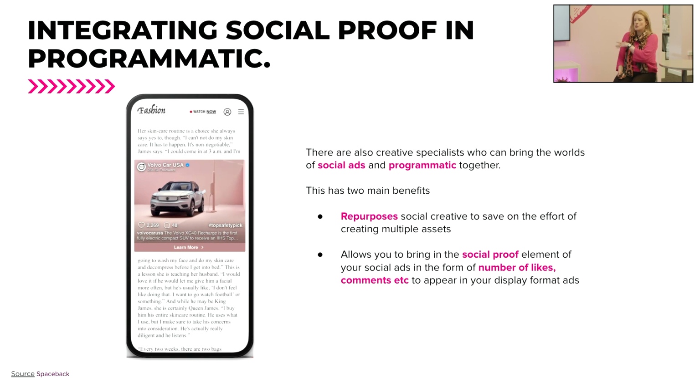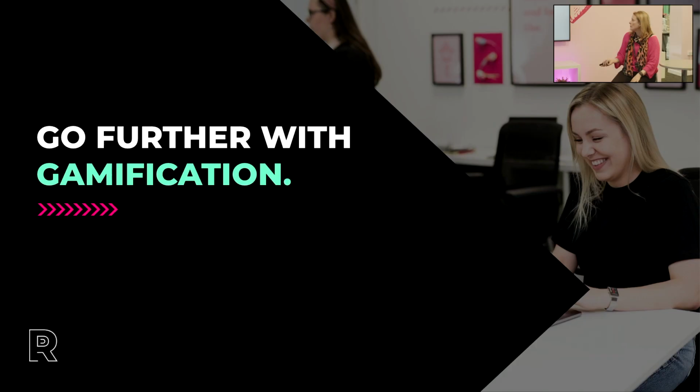Some of the platforms that you can use, so this is an example from Spaceback, but StackAdapt offers a similar product as well, where you can actually pull that data through using those social ads into programmatic. So it then appears with the likes and the comment count on the ad itself. So again, it's bringing in that element of breaking through. It's difficult to break through where people have got a lot of content in front of them, they're looking at something else, and actually what you want to do is draw their attention to your ad instead.